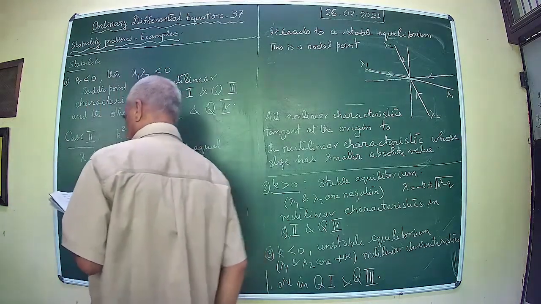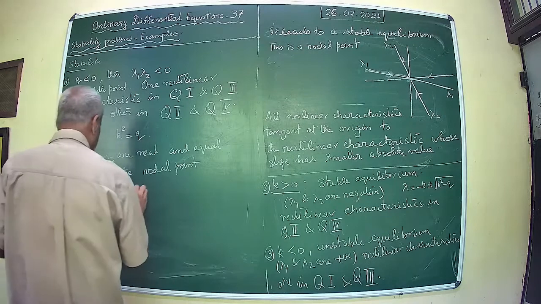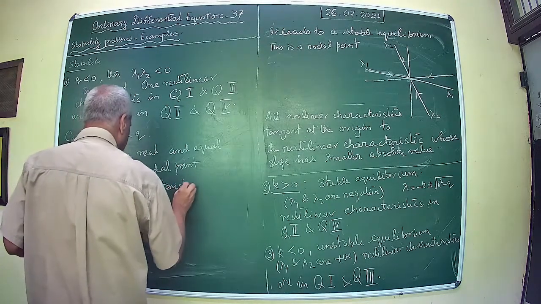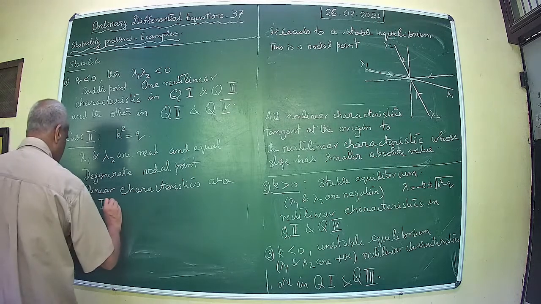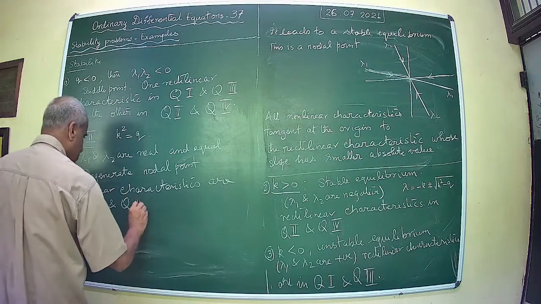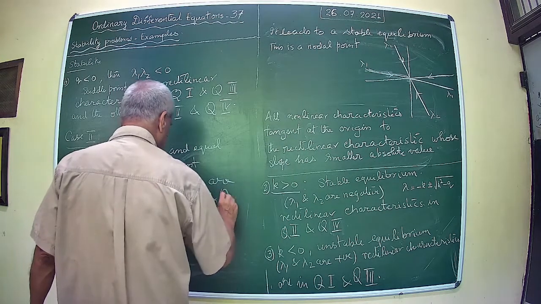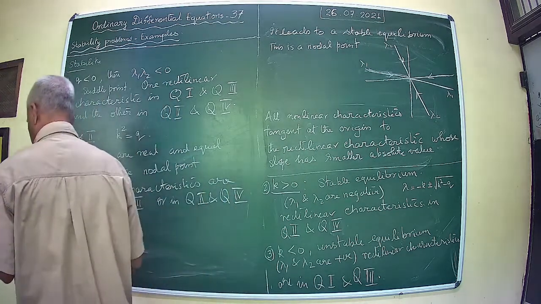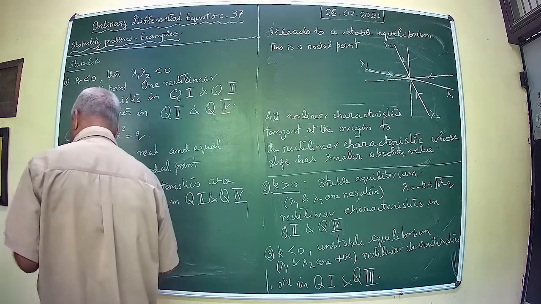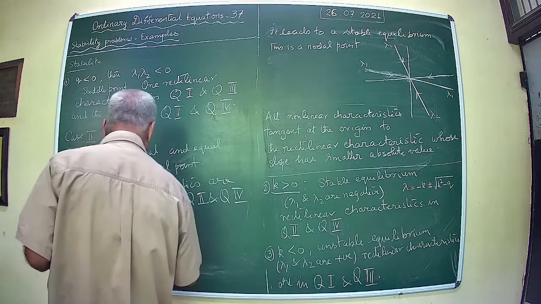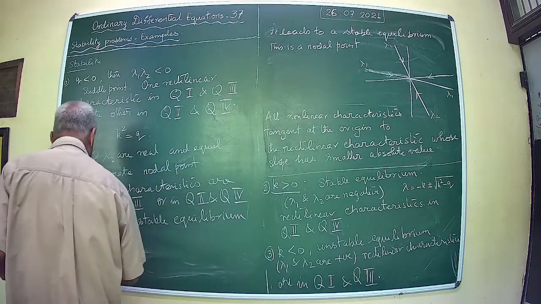So the rectilinear characteristics are, for K positive, we get stable equilibrium. K negative, unstable.